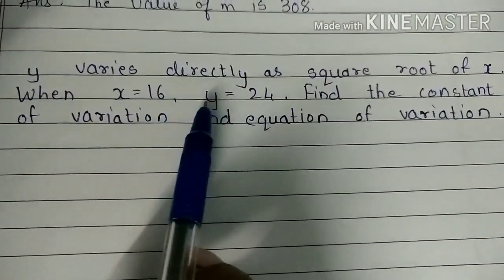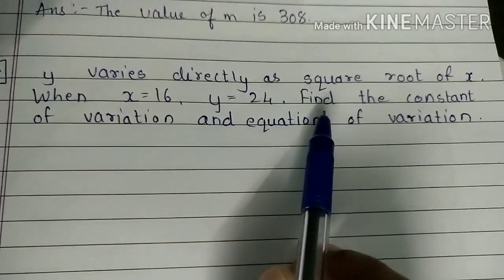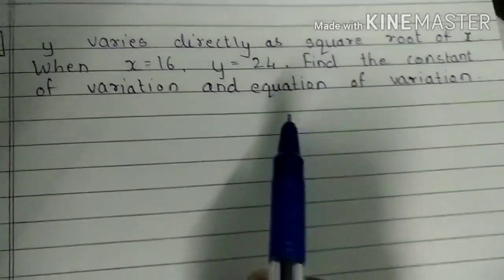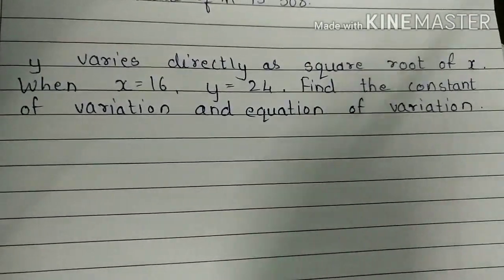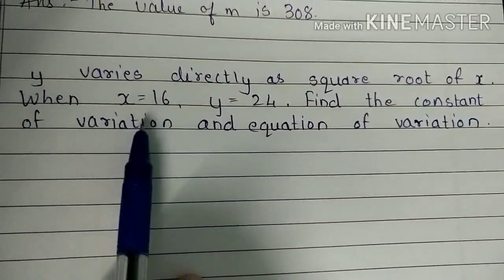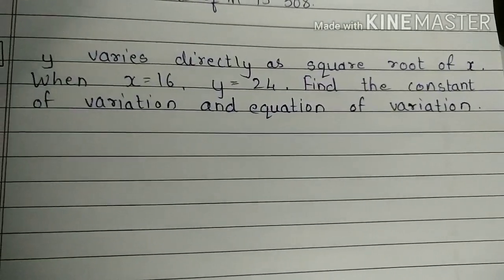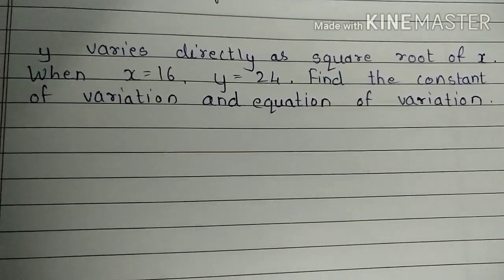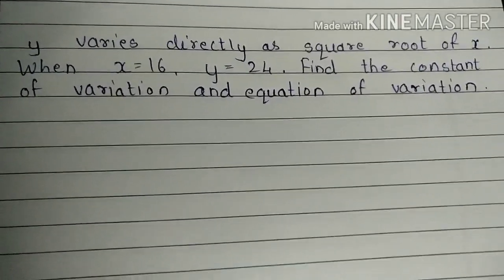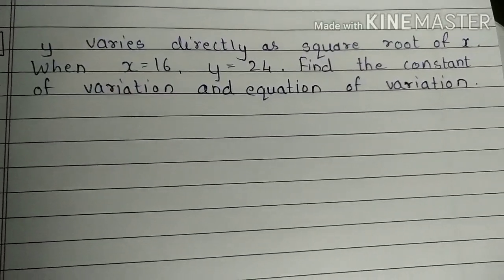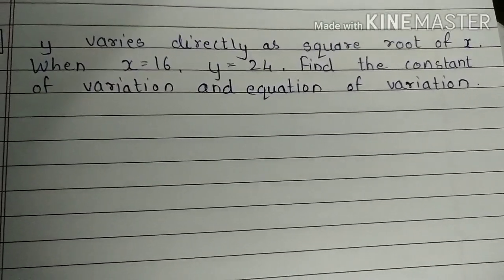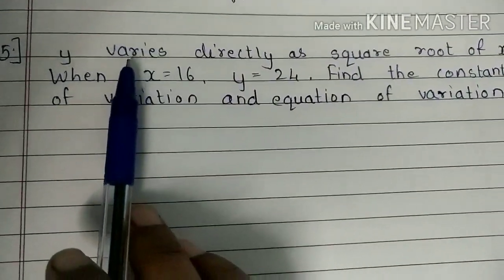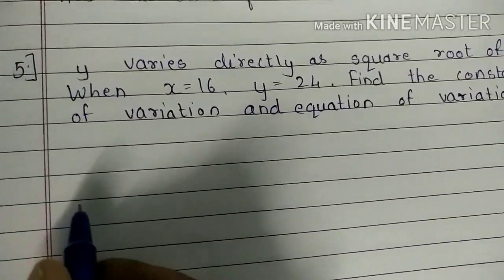When x is equal to 16 and y is equal to 24, you have to find the constant of variation and equation of variation. You do not have to find out anything else. You just have to find out the constant of variation. You know what is the constant of variation? K. And equation of variation, you all know how to write the equation of variation by removing the variable sign. When you remove the variable sign, there you will be substituting the k, and that equation will become the equation of variation.